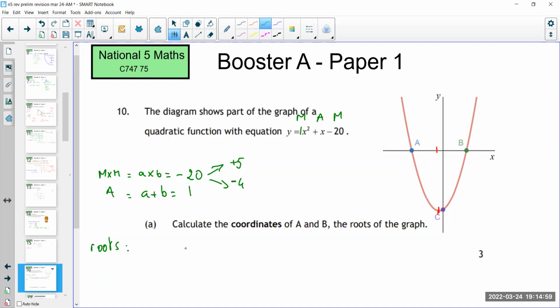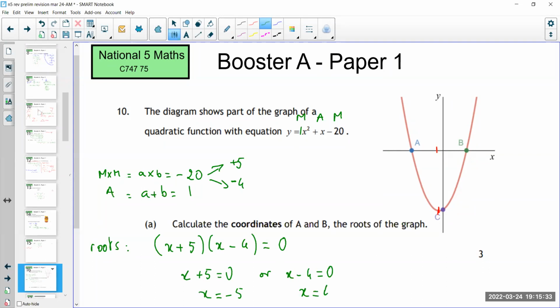So x squared plus x minus 20 is just x plus 5 times x minus 4. And this is equal to 0 when x plus 5 equals 0 or x minus 4 equals 0, which gives me x equal negative 5 and x equal positive 4.